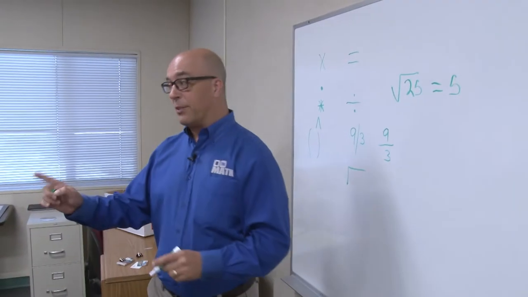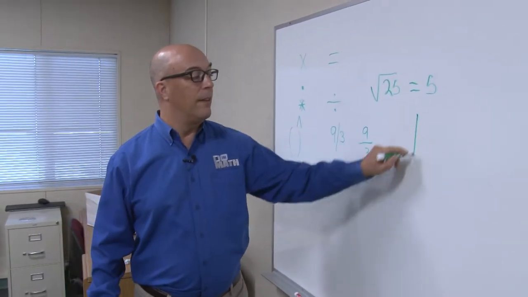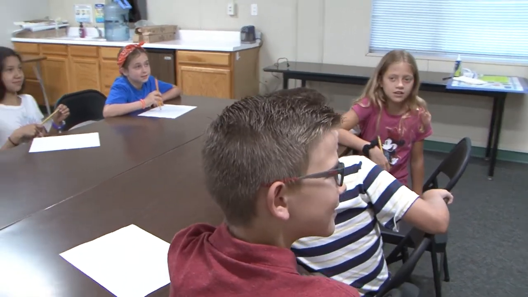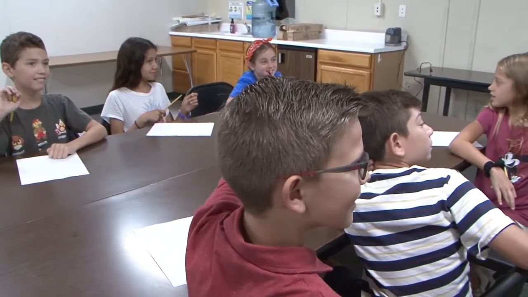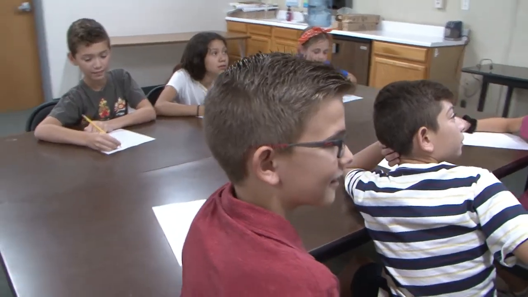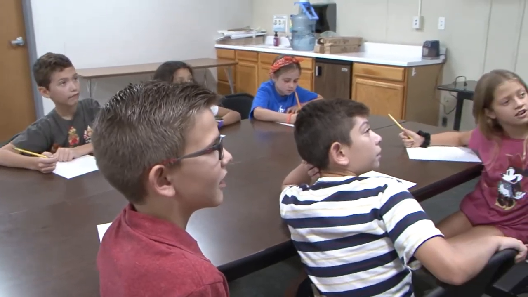And I'll be very impressed if any of you have seen this one before. I've seen it on a calculator. Okay, that's good. I've never seen it. Exclamation mark. It does look like that, right? That's exactly what it is. But in mathematics, it's called a factorial.